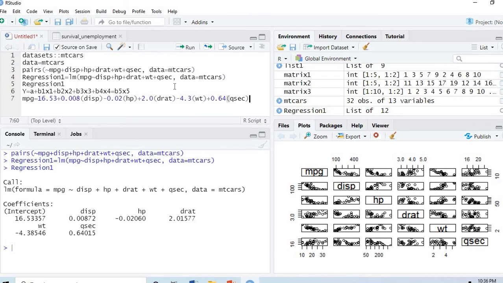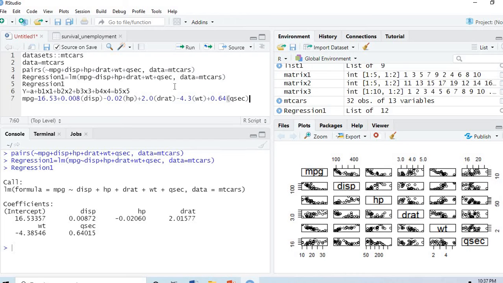So if you put any value for displacement, HP, D rate and Cusack, you will have a value of MPG. In other words, we can predict the value of dependent vector MPG, miles per gallon, based on any values of independent vector DISP, HP, D rate, weight and Cusack by putting in this equation. So in this way we can predict the value of dependent vector based on certain independent vector. So this is one application of multiple linear regression analysis.